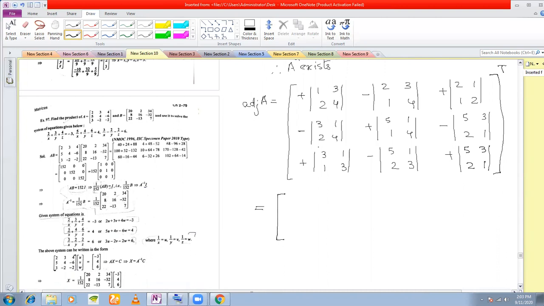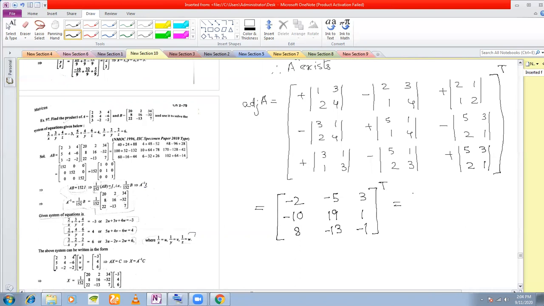You are getting 4 minus 6, which is minus 2. You're getting 8 minus 3, which is minus 5. 4 minus 1 with a plus sign, 3. 12 minus 2, 10 with a minus sign. 20 minus 1, 19 with a plus sign. 5 minus 6 with a minus sign, plus 1. 9 minus 1 with a plus sign. And you have 15 minus 2, 13 with a minus sign. And here you have 5 minus 6 with a plus sign, which is minus 1.